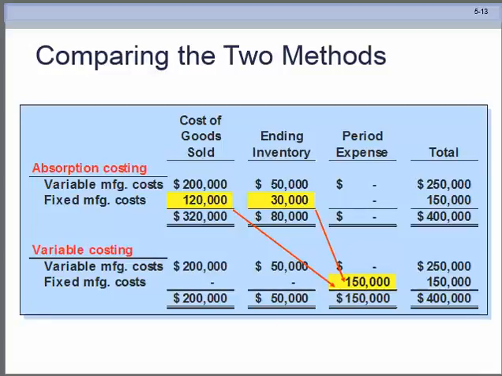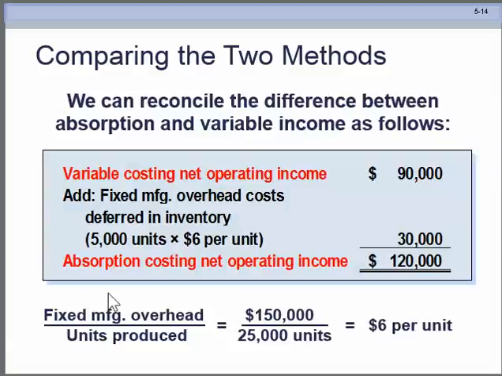The difference in net operating income between these two methods can also be reconciled by multiplying the number of units in ending inventory, or 5,000 units, by the fixed manufacturing overhead per unit of $6 that is deferred in ending inventory under absorption costing. Okay.